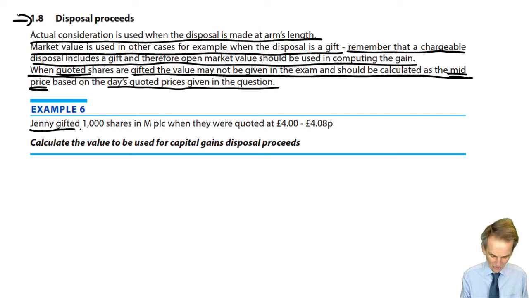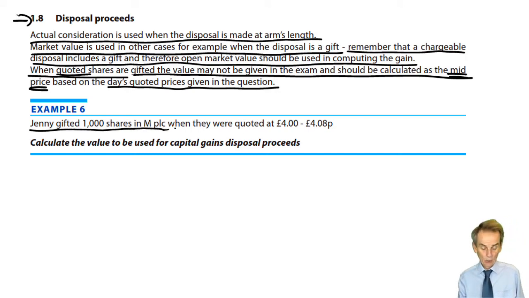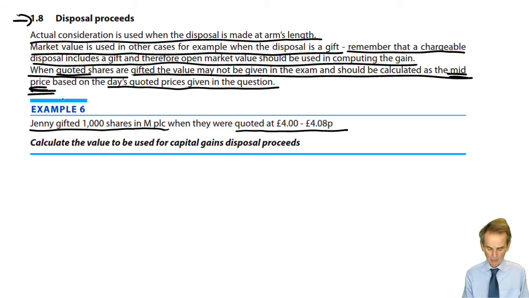It doesn't matter what they are, but there will be two prices that may be provided to you. As here, Jenny gifted 1,000 shares in MPLC when they were quoted at £4 stroke £4 and 8p. We've got those two prices. Which do we use? Well, we don't use either of them. It is the mid price, a simple average. What is midway between £4 and £4 and 8p? Very obviously £4 and 4p.